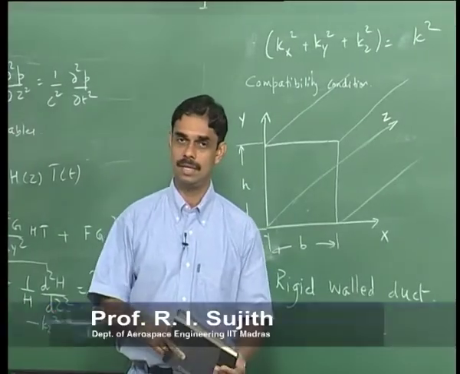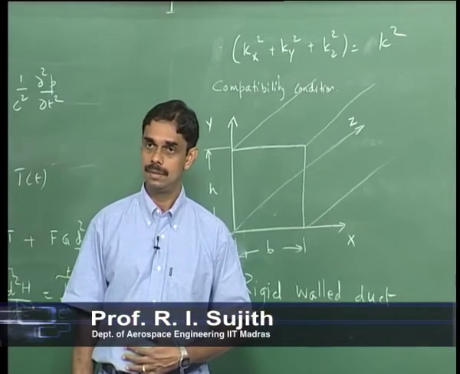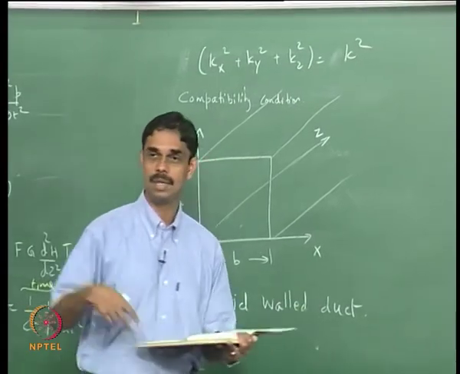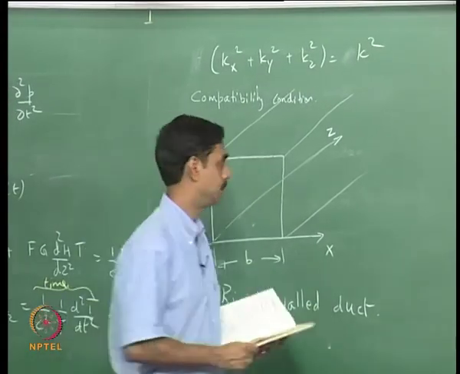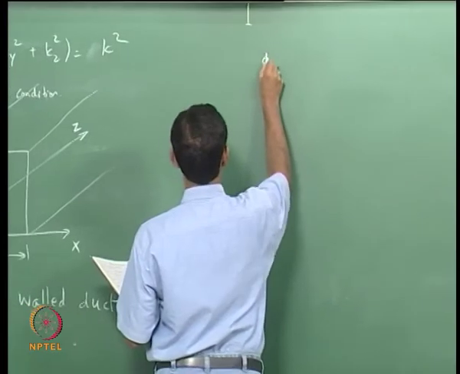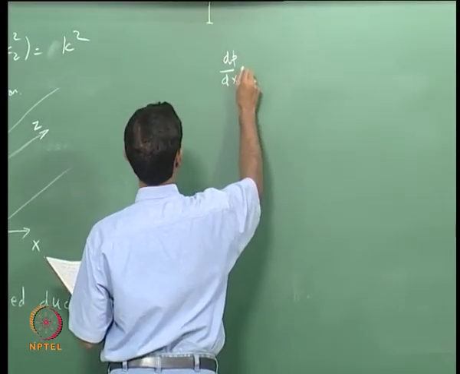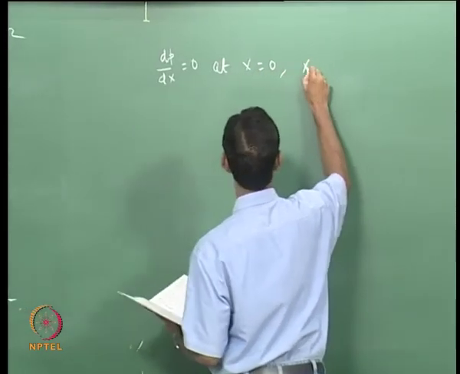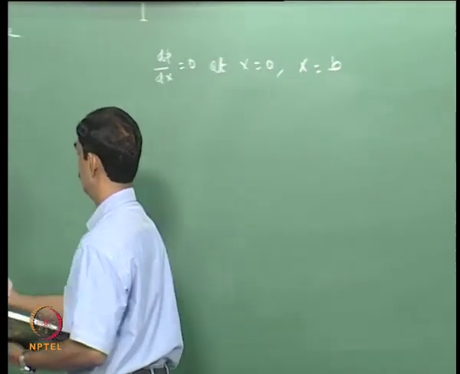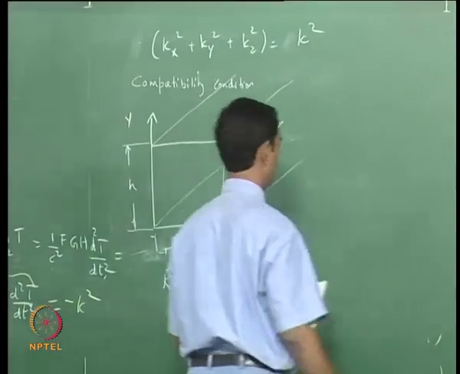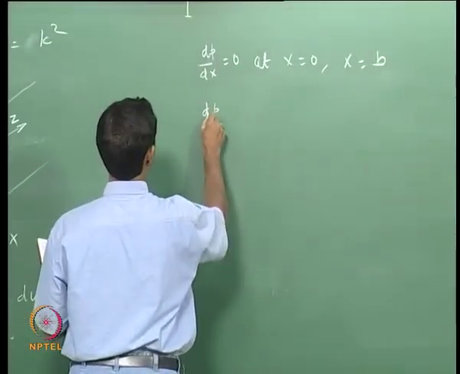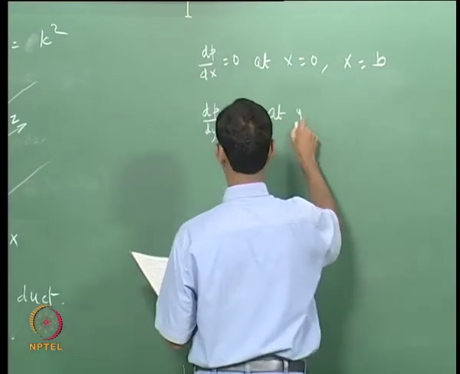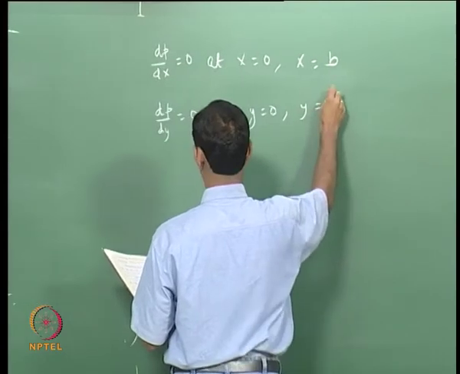When we have a rigid wall duct, what is the boundary condition? Velocity should be 0, so velocity will go like dp by dx, right? So you can say, at x equal to 0 and x equal to b, where this dimension is b, dp by dx equal to 0, and dp by dy equal to 0 at y equal to 0 and y equal to h.